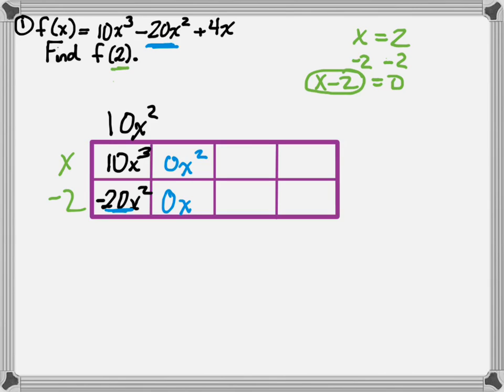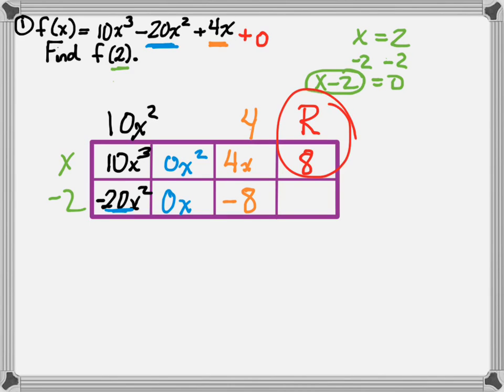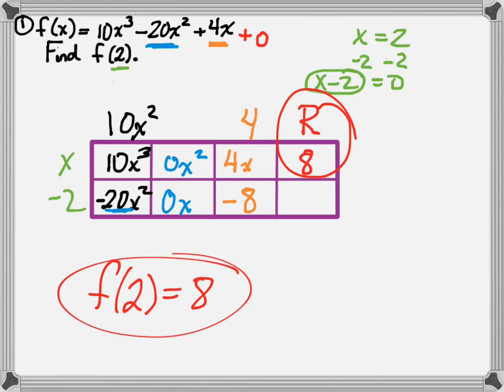So what do I need to add to my 0x squared, or 0x, to get to 4x? 4x. So 4x divided by x gives me 4. 4 times negative 2 is negative 8 plus what gives me my 0? 8. This is all that I really am worried about. So f of 2 is equal to 8. That's your answer.